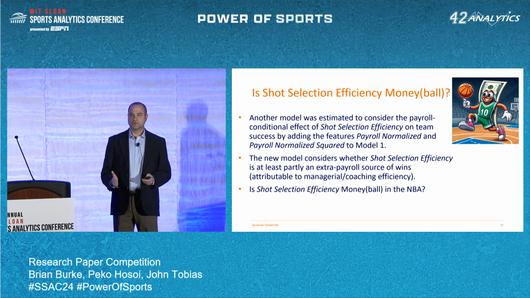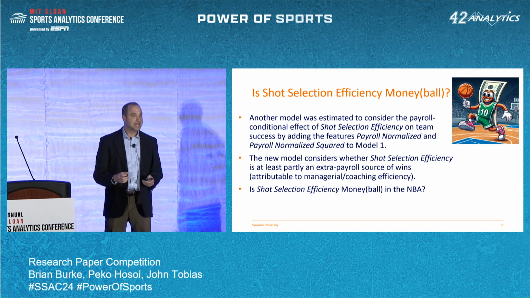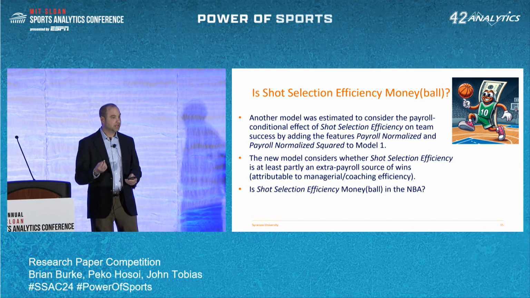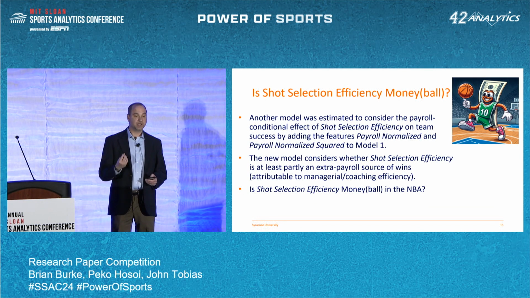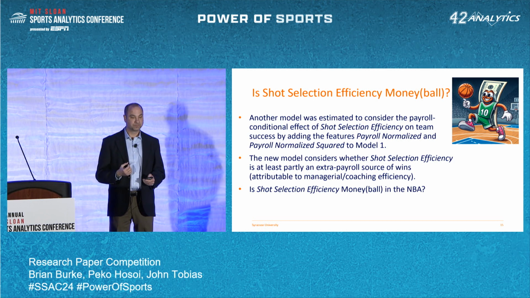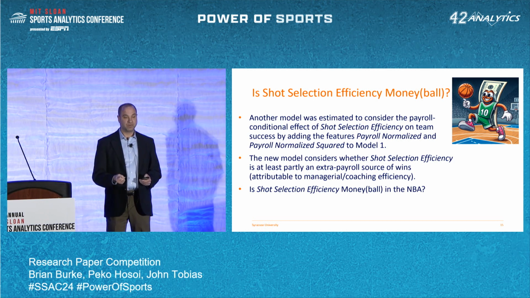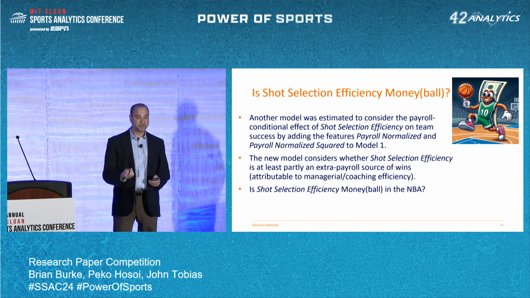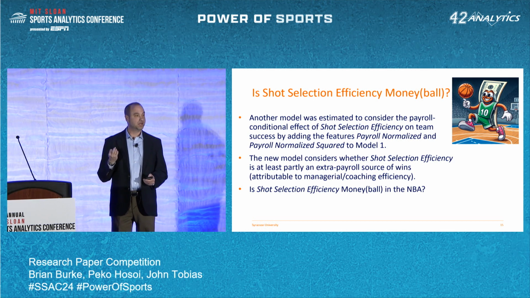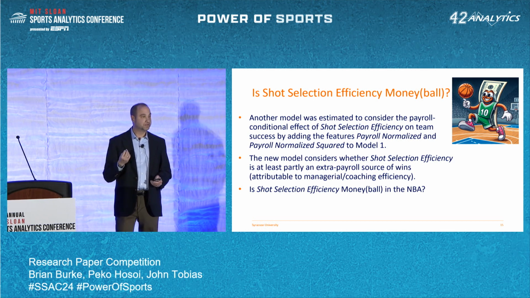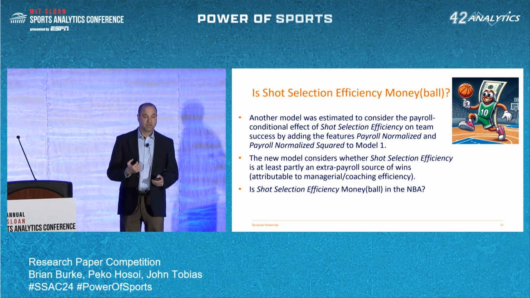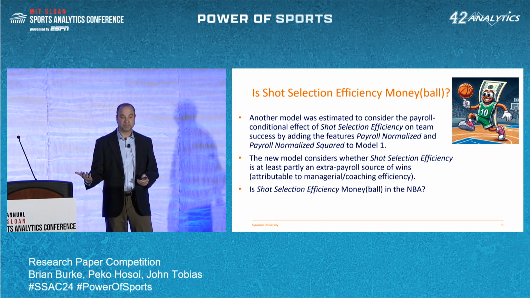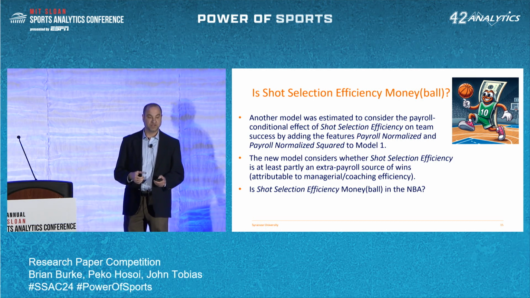We can go a step further in a supplementary set of models and ask, is shot selection efficiency not only win productive, but in a way that's not totally accounted for by payroll? Is shot selection efficiency Moneyball? So we estimate another model to consider the payroll conditional effect of shot selection efficiency on team success by adding the features payroll normalized and payroll normalized squared. The new model considers whether shot selection efficiency is at least partly an extra payroll source of wins in the NBA.